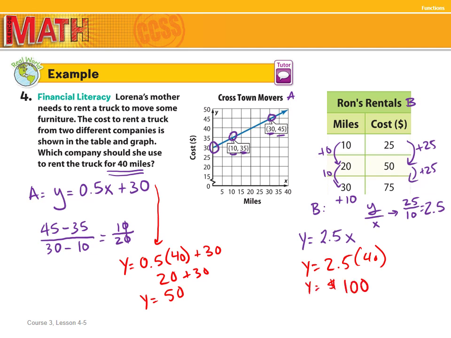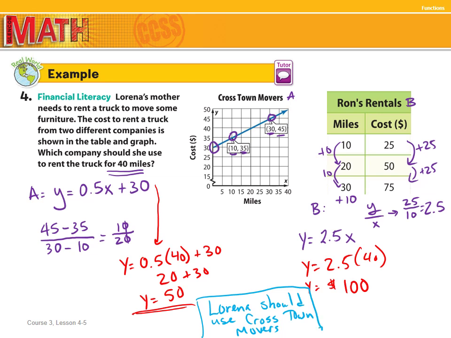So going back to the question, which company should she use to rent the truck for 40 miles? As you can see, y is equal to 50 for Crosstown Movers. So we will say, let me write her name, and let's use a different color. Lorena should use Crosstown Movers. There you have it.